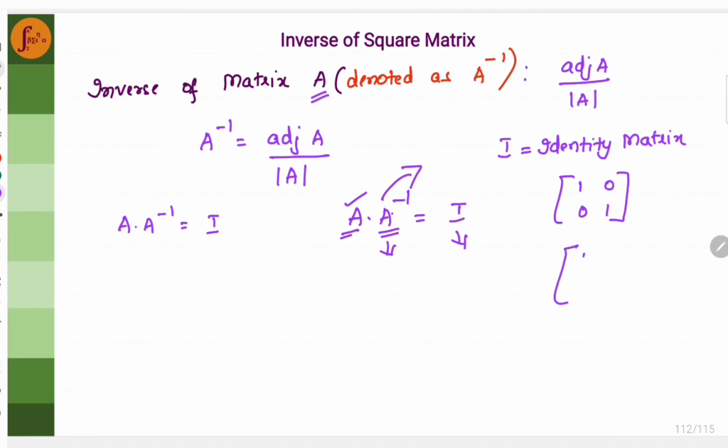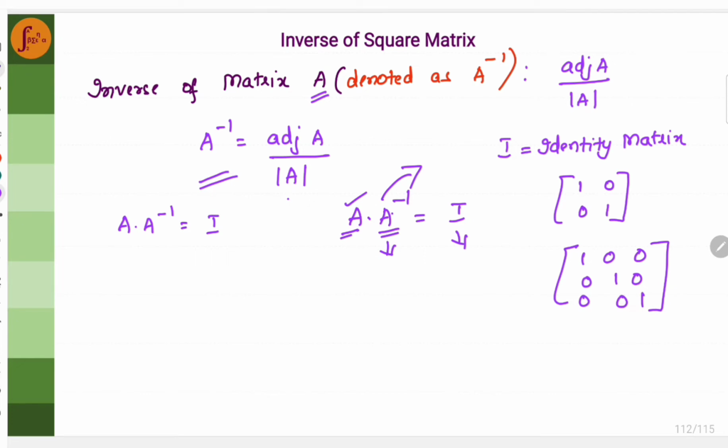So this is an identity matrix. This is an identity matrix for 3 by 3. This is for 2 by 2. So you have two matrices. When you multiply two matrices, if you get the identity matrix as the result, then one matrix is called the inverse of the other. There is a formula to find the inverse. Inverse of matrix A is adjoint of A by determinant. Adjoint of A by determinant gives the inverse of a matrix.